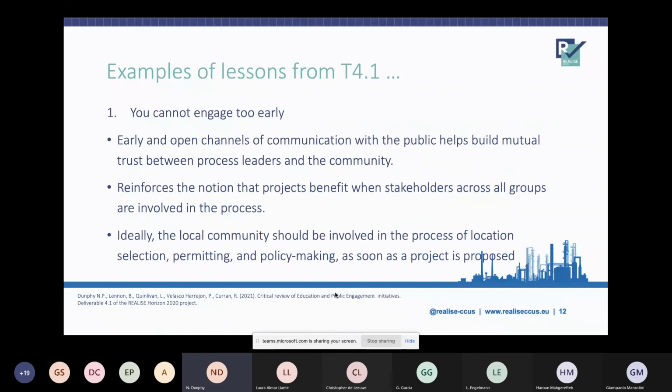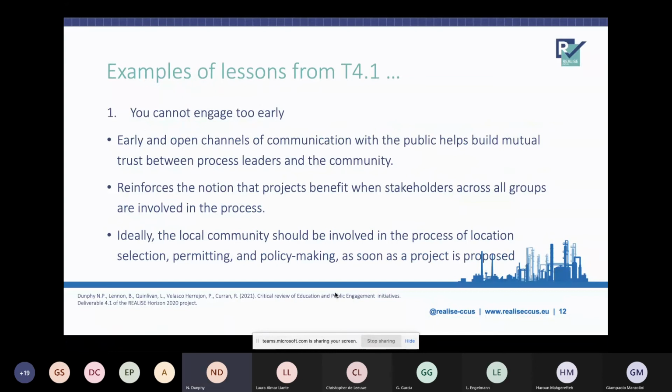So these are the lessons that we undertook, and they will be available in our deliverable from the project, which will be on our website in due course. I suppose one key lesson is you cannot engage too early. Early and open channels of communication with the public help to build mutual trust between the communities and the process leaders. This reinforces the notion that the project benefits when stakeholders across all groups are involved in the process.